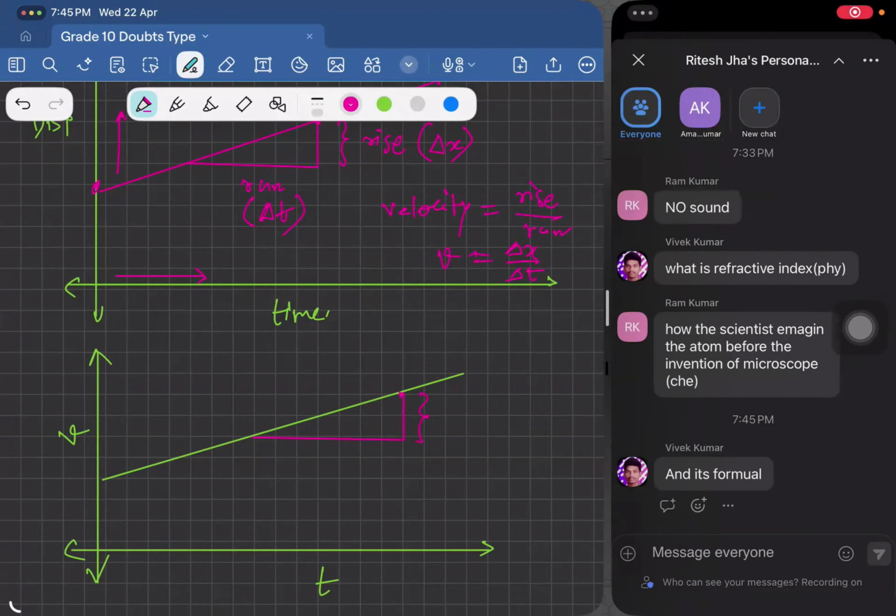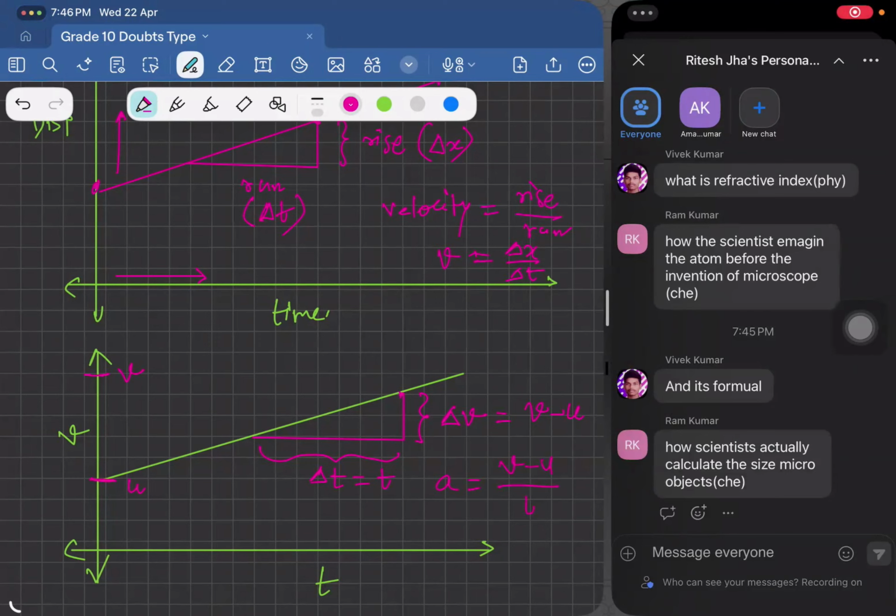That is the gradient of this thing. This is delta v, this is delta t. Now suppose it is starting from point u and it is going to point v. So what is delta v? This is v minus u. And let's say this delta t is simply t. So what is acceleration? v minus u over t.